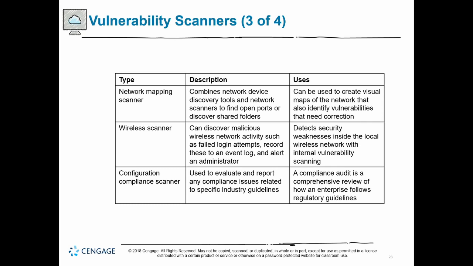Network mapping scanner pretty much combines network device discovery tools and network scanners to find open ports or discover shared folders. It can be used to create visual maps of the network. Wireless scanners discover malicious wireless network activities such as failed login attempts. It is used to detect security weaknesses inside the local wireless network. Configuration compliance scanner is used to evaluate and report compliance issues related to specific industry standards.